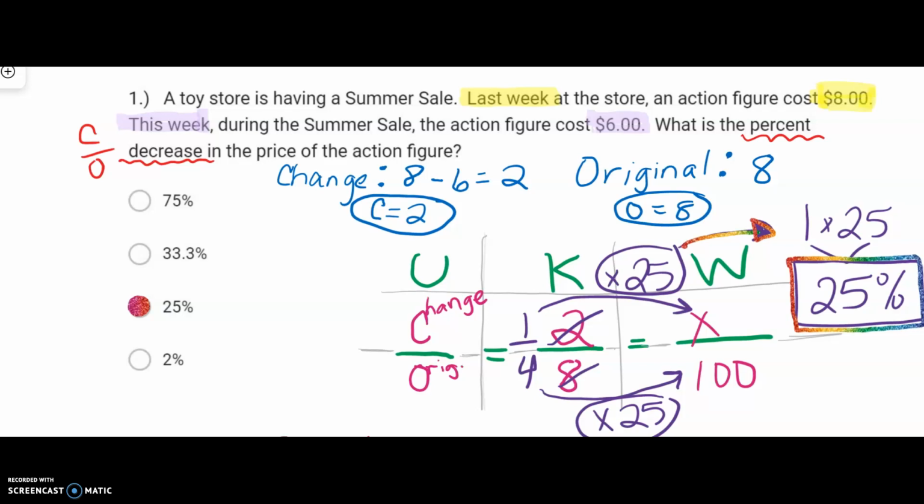And so if I changed it to 1 over 4, then there was a pattern from 4 to 100, which is times 25. So following the same pattern up top, I would take 1 times 25 to get my percent. So 1 times 25 is 25%.